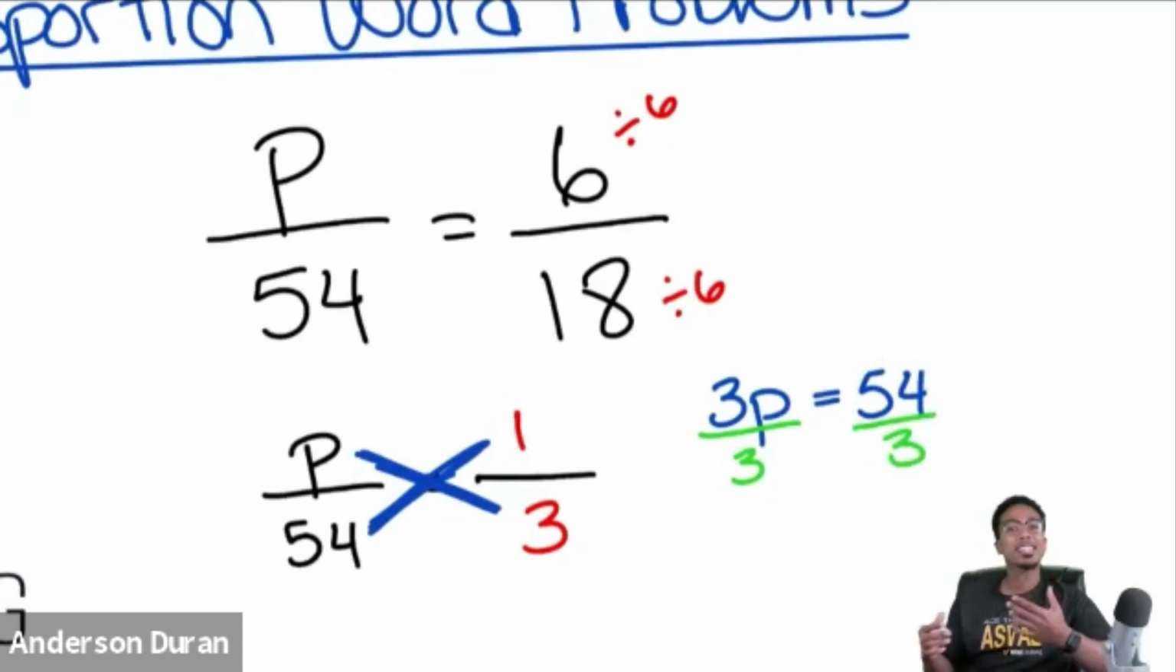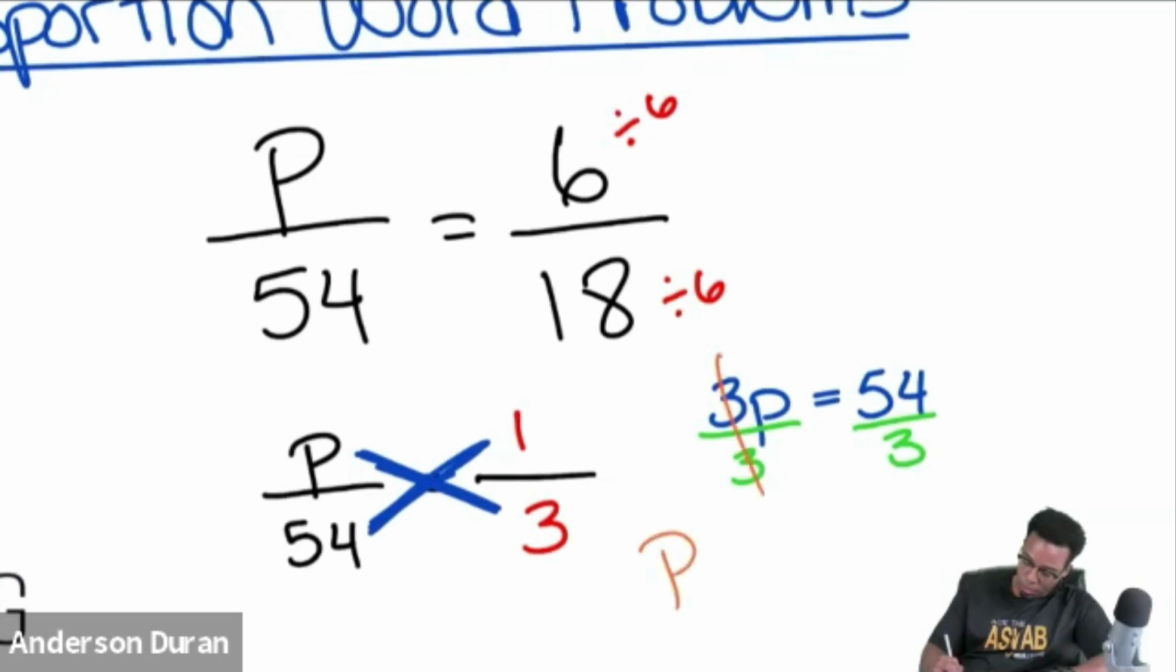So do you guys see how we're using that compare the same things in the same way thing? That's literally just proportion mental math. I'm just teaching you how to think about it in more than one way. And you're going to find a way that works for you. Because once we do that, the 3's cancel, leaving us with P equals what?